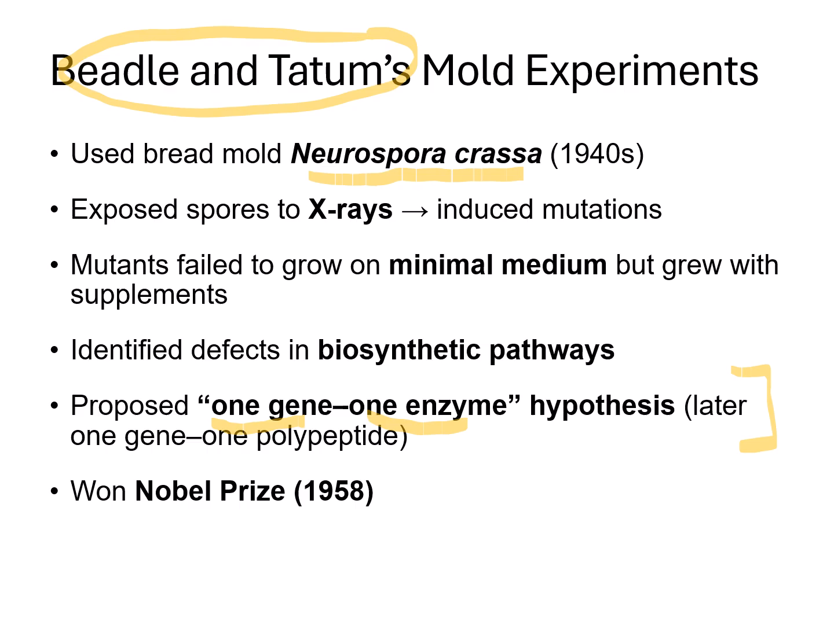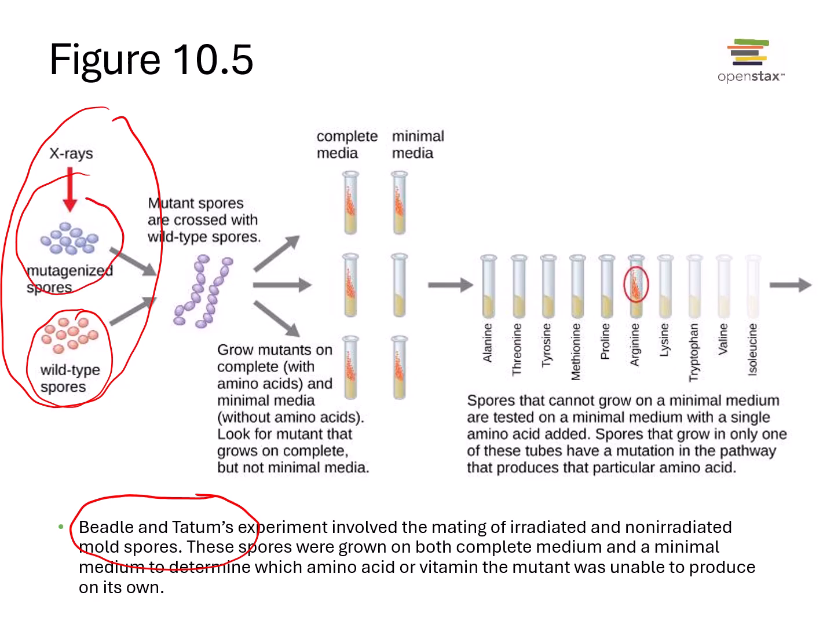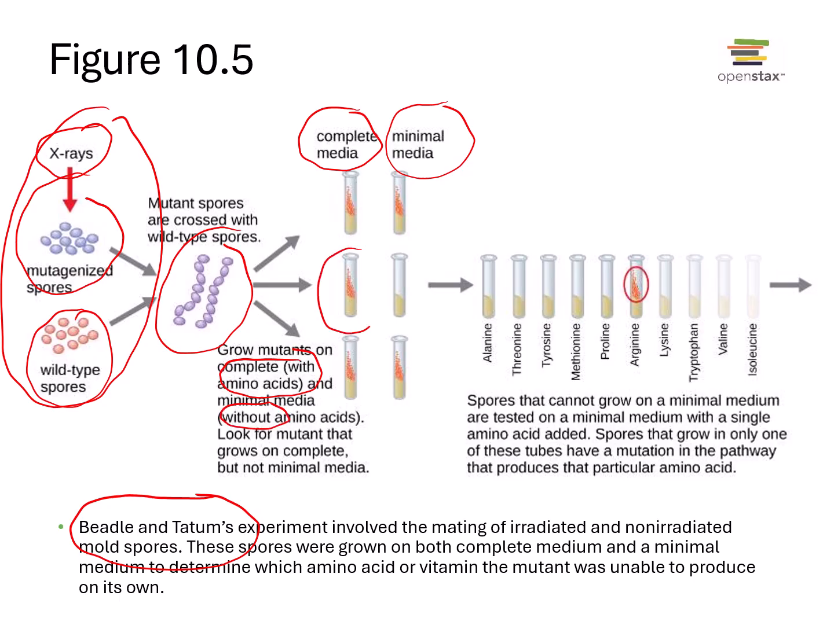So here's a closer look at Beadle and Tatum's experiment. Here are the bread mold spores. We have normal spores and mutants. Mutants were generated through X-ray exposure. They crossed them and then grew them either in complete media, which contains all of those amino acids, or minimal media, which had no amino acids. And they looked for a mutant that grew on complete medium, but not on minimal media.